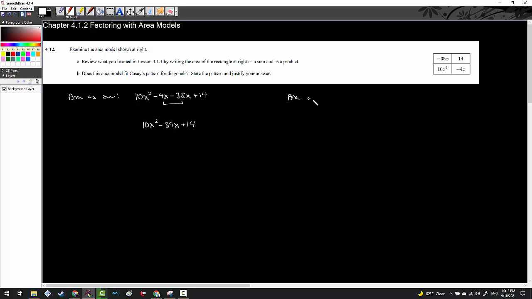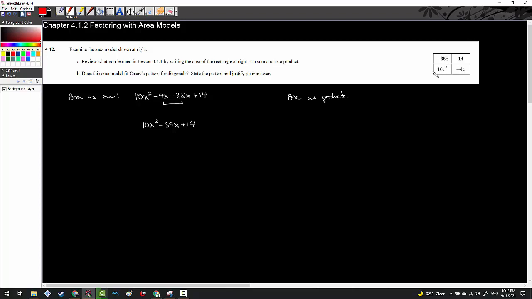The area as a product, well, that's going to require finding the dimensions of each side. So again, how did we do this in the last section? Well, what we did was we figured out how to divvy up the 10x squared first. Now, again, look at the adjacent boxes. The top box is negative 35, and the bottom right box here is negative 4x.